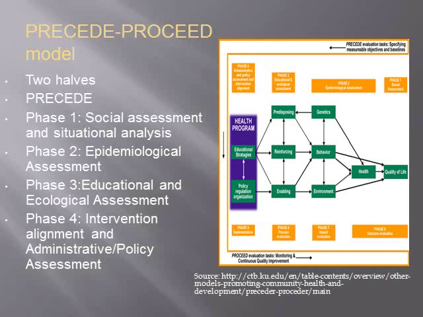Factors that fall into Phase 2 include genetic makeup, behavior or environmental factors, and traditional vital indicators such as morbidity or obesity. Phase 3 is the educational and ecological assessment, in which planners judge the factors that could influence the target population's willingness to learn. 3 types of factors affect the educational and ecological assessment and are listed below.